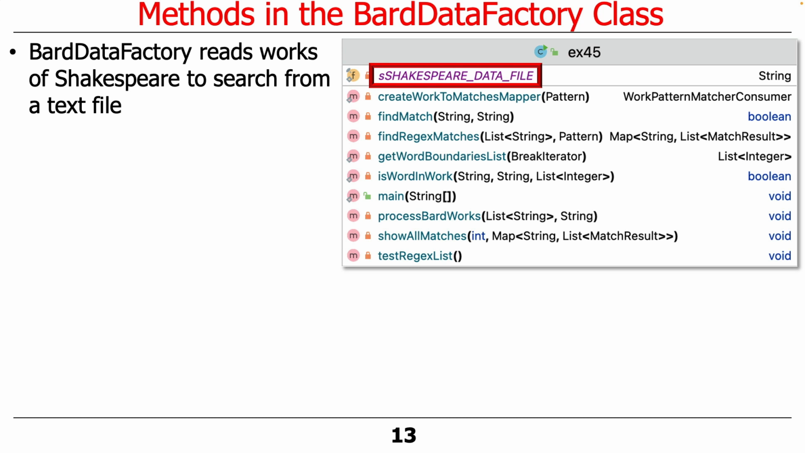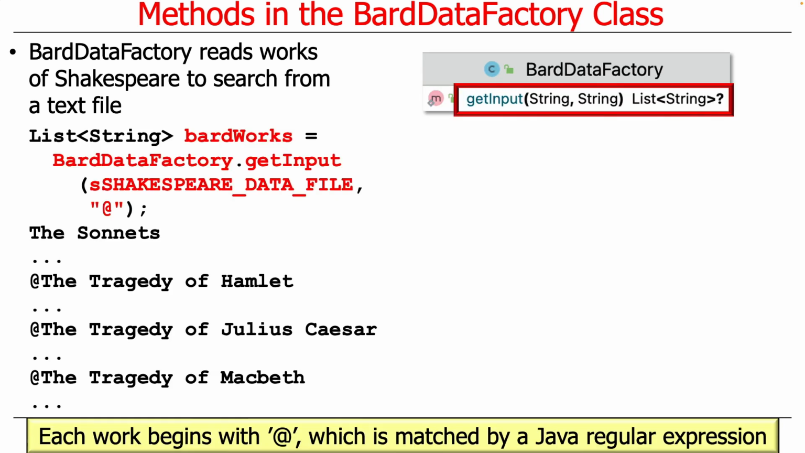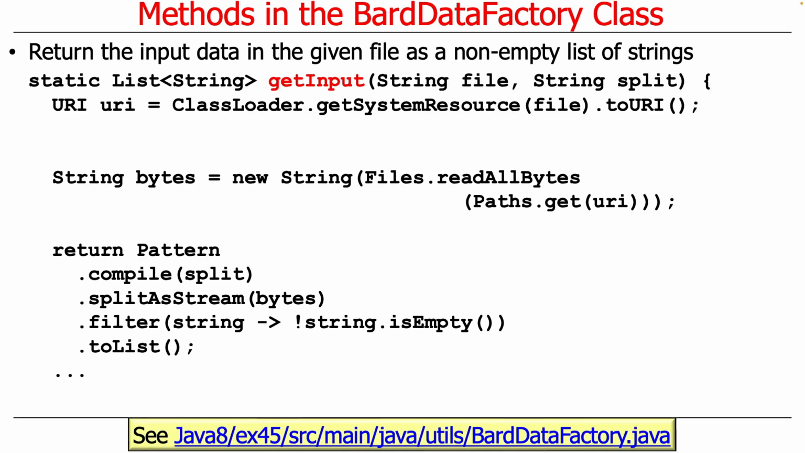There's a file that is going to be associated with a field in the ex45 driver class, and that's where we're going to get the works of Shakespeare to read from. And there's a getInput method defined on BardDataFactory that's used to open that file. Each work is separated by the @ sign, which otherwise does not appear in Shakespeare. You're going to see that each of the texts for the works of Shakespeare is separated by an @ sign. And we'll see how we use that in just a second in a cool way.